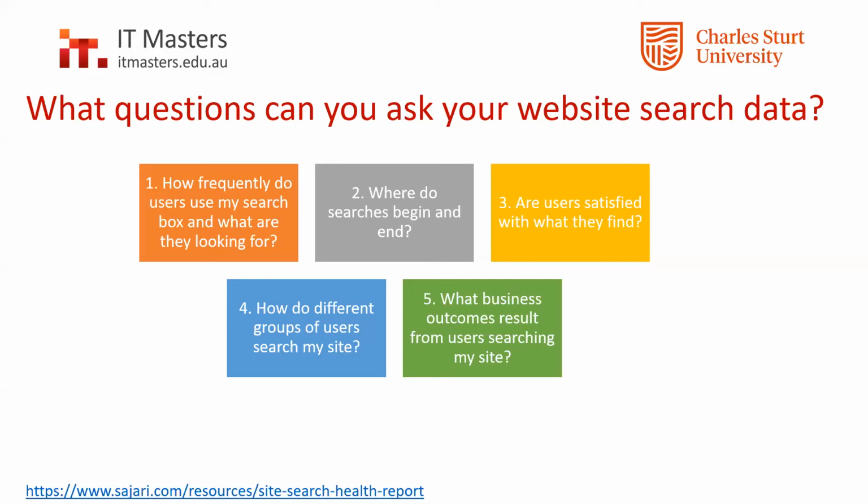How do different groups of users search on my site? So you can actually categorize the types of users: first-time users, repeat users, etc. And what business outcomes result from my users searching my site? So are they meant to fill in a form? Are they meant to purchase? Are they meant to download an article?